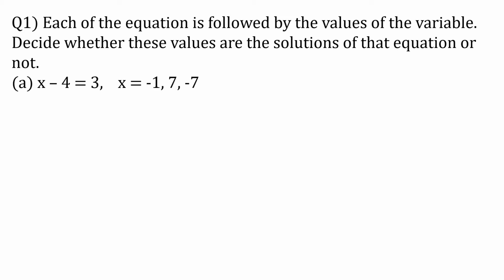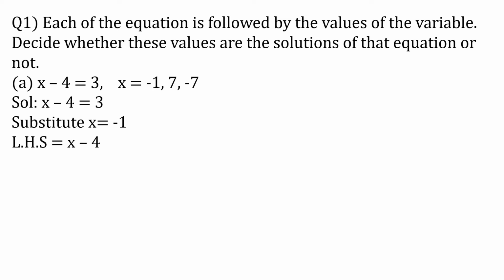So students will solve. So x minus 4 is equal to 3. This is the equation given. So first let's substitute x equal to -1. So write down LHS first. Your left hand side is given as x minus 4. We'll substitute in the variable x the value that is equal to -1. In place of x, you'll write -1, -4 as it is. So -1 minus 4 will give you -5.